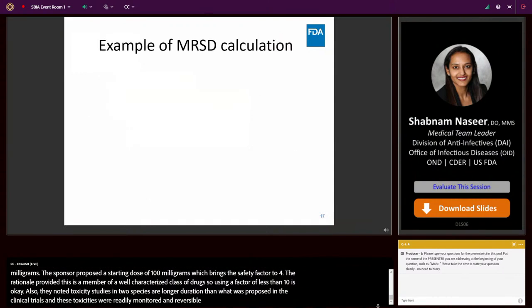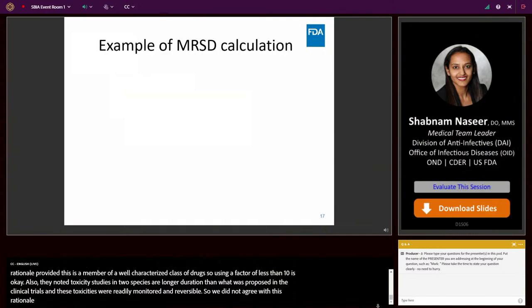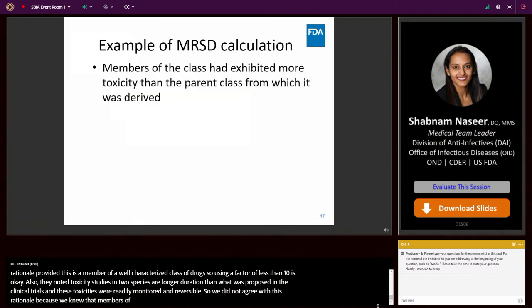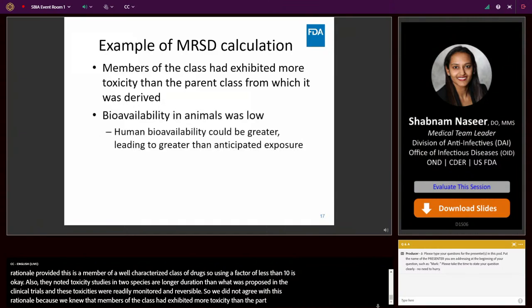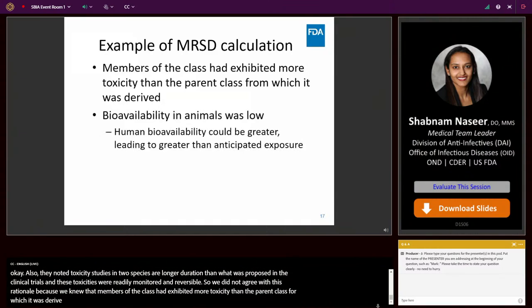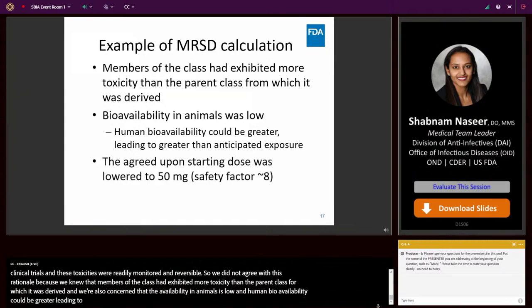So we did not agree with this rationale because we knew that members of the class had exhibited more toxicity than the parent class from which it was derived, and we were also concerned that the bioavailability in animals was low and that human bioavailability could be greater, leading to a risk of higher exposure in humans. So we agreed upon a starting dose of 50 milligrams, so the safety factor was increased to 8.